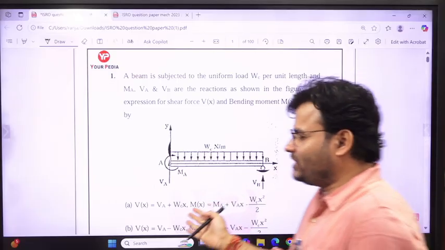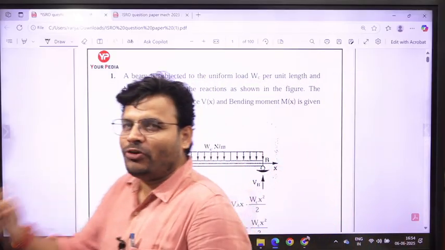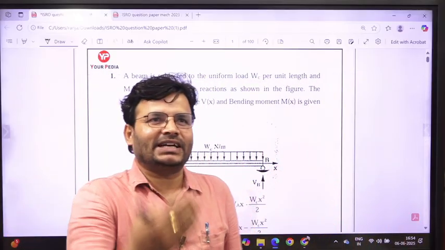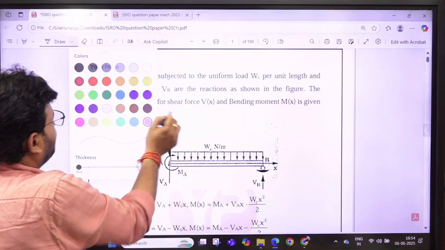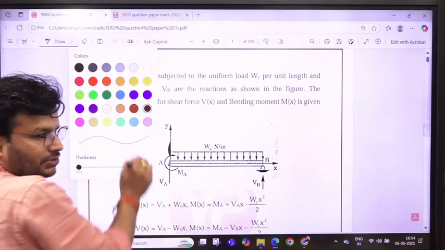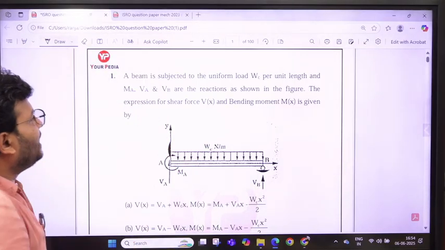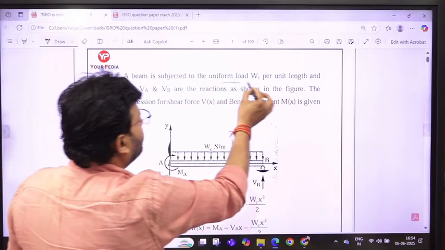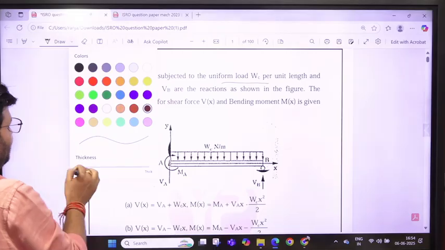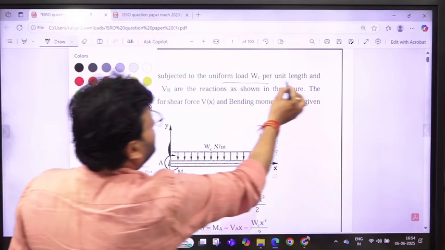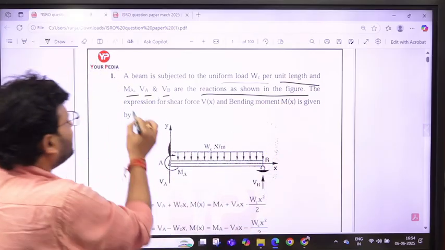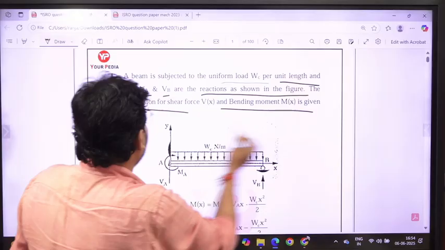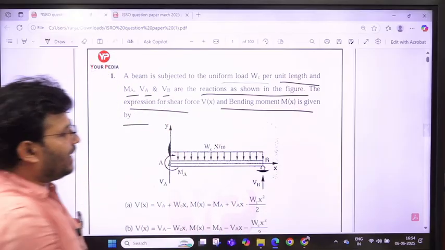A few initial questions are easy, but as you move forward you will get difficult questions. So that question is easy my dear friends, anyone can do that. That is the first question on your screen. A beam is subjected to uniform load WC per unit length, and MA, VA and VB are the reactions as shown in the figure. The expression for shear force and bending moment is given by, and those are the options you have.